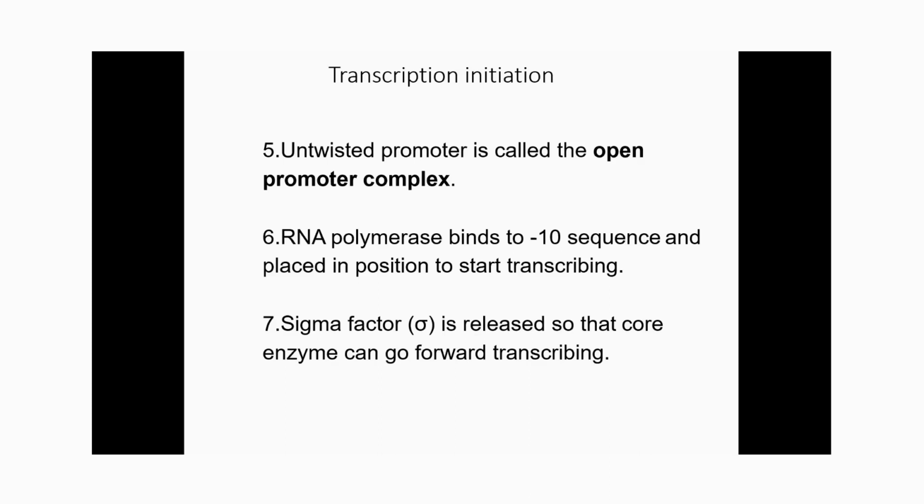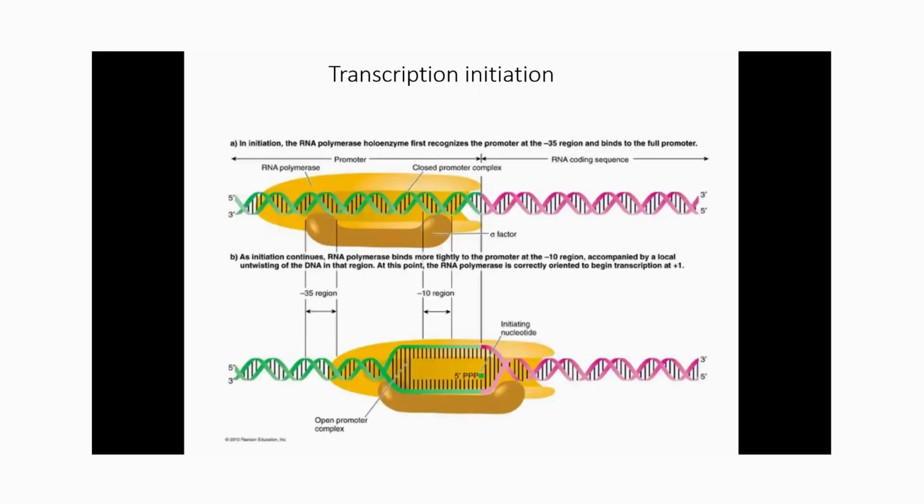And when the sigma factor is bound, then it is known as the holoenzyme. So these are the two terminologies here. When this RNA polymerase enzyme binds to the promoter region, these are the -10 and -35 regions, and after binding of the sigma factor, this closed complex becomes open.